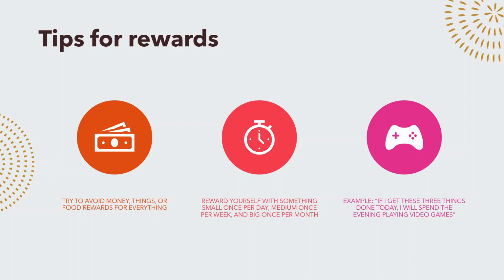Reward yourself with something small once per day, medium once per week, and big once per month. So in other words, set up a structure for how your rewards are going to come to you as you progress through your tasks and as you do more things. What you don't want to do is say, well, I'm going to buy myself, I don't know, a new car, for example, or a new video game console after a single day of successful work. That's not how that's going to go.